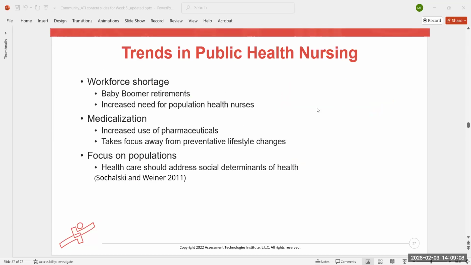Other things that could have an influence on health: workforce shortage. So there is an increased need for population health nurses. Medicalization. People are taking more drugs, and maybe there's less influence on preventative health lifestyle changes, but increased use of meds. Is there now the risk of polypharmacy? How is that going to influence especially our older adults? And then you want to take the focus back to those social determinants of health to help address those inequities that might be present.